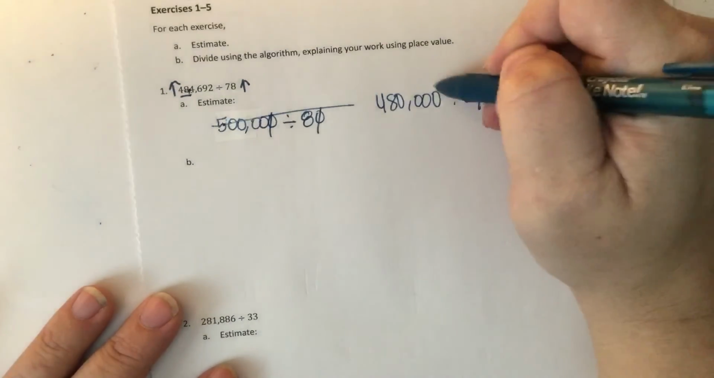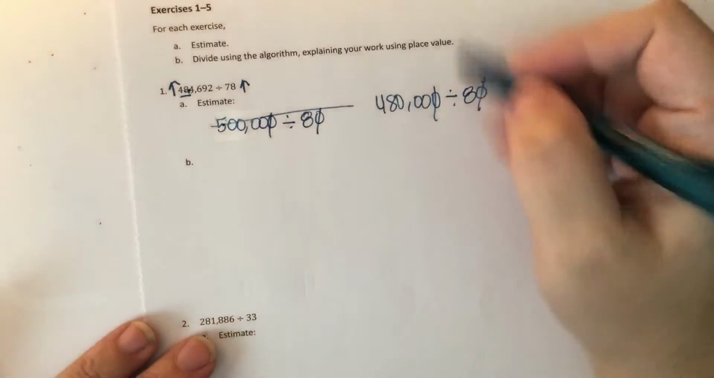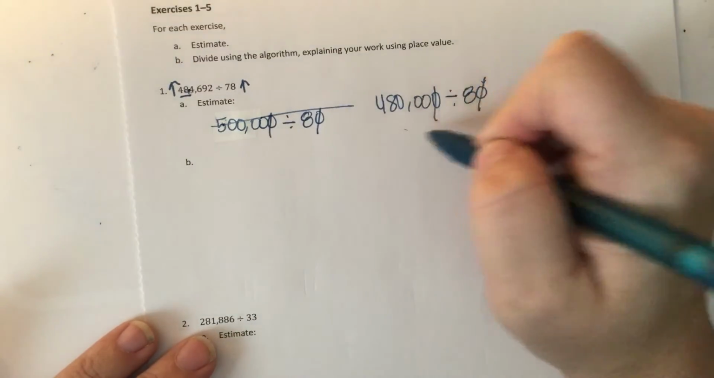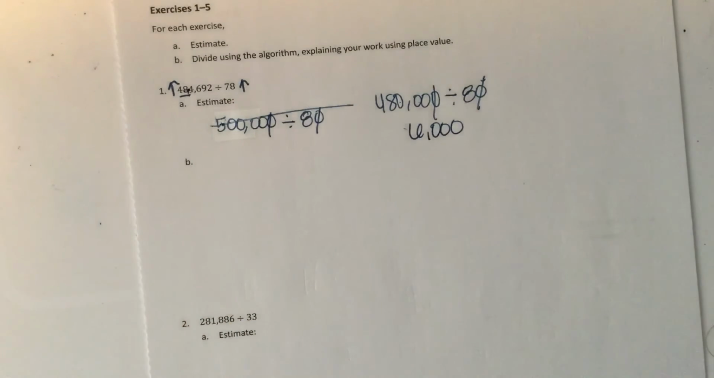Divided by 80, okay? How many times does 8 go into 48? I think that's 8. 8 times 8 is 48, isn't it? I'm going to double check my math. 8 times 8. Oh, no, that's 64. 8 times 6 is 48. Sorry. So I know that 8 goes into 48 6 times, and I have 1, 2, 3 zeros. So sometimes you have to play around with the estimation a little bit. We could have done that with the other one as well.